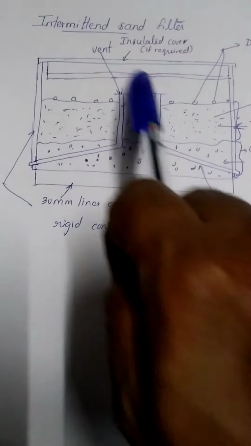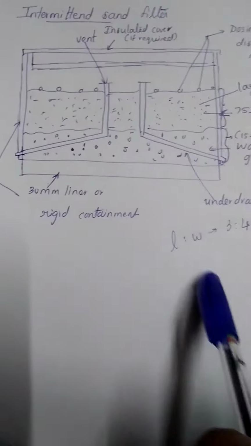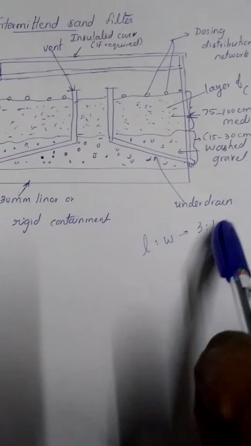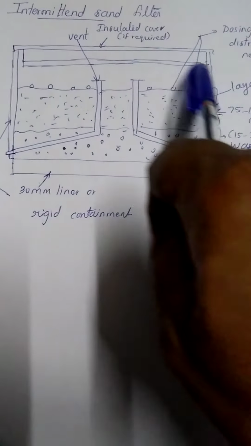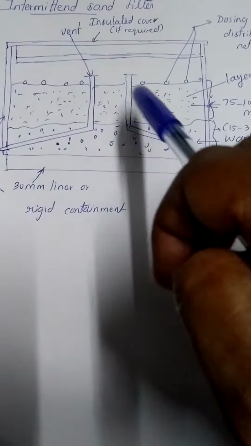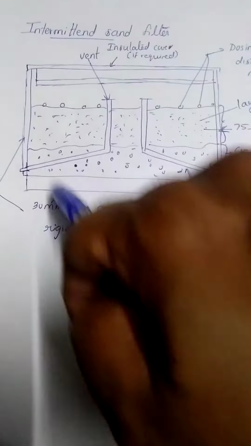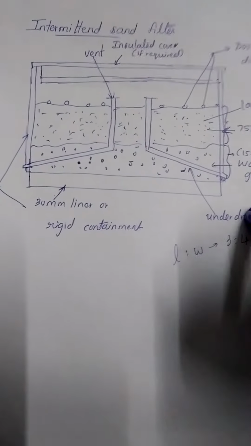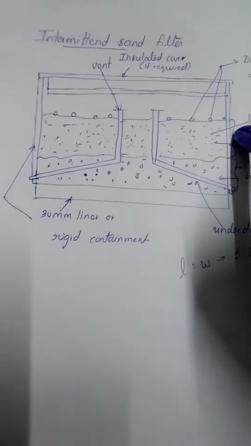Normally we provide a rectangular filter, and the length to width ratio varies between 3 to 4. Normally these intermittent sand beds are provided adjacent to each other, 3 or 4 beds, so that they can work in rotation. I am now explaining the operation, with 3 or 4 beds provided adjacent to each other.